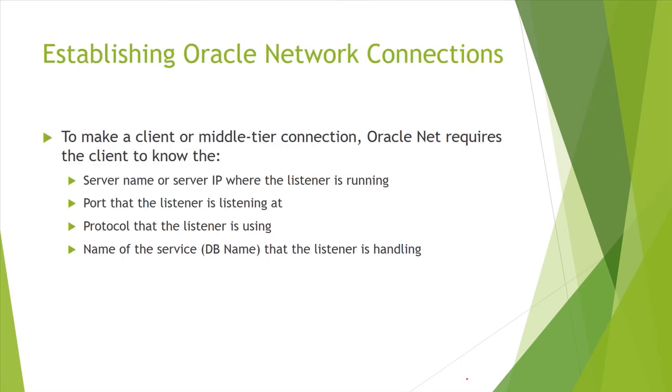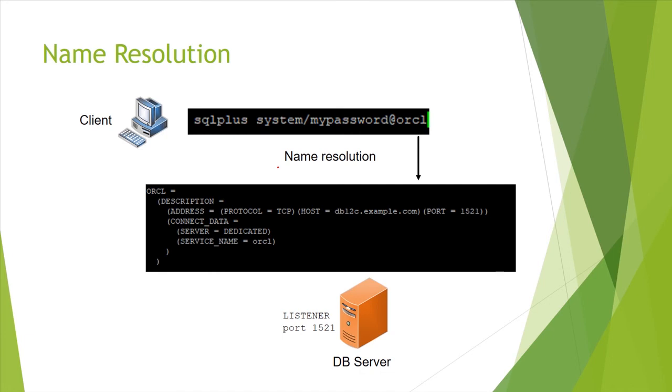In order to establish a connection from the client or from middle tier to the database server, the client must know the server name or server IP where the listener is listening, the port that the listener is listening at, the protocol the listener is using, and the name of the service or the database name that the listener is handling. If you have all this information, you can connect from the client or from middle tier to the database by using either an application that uses Oracle Net Services or an application that simulates the Oracle Net Services, like Java connectivity. In order to connect to the database, the client or the middle tier initiates a connection request to the database server by sending a connect string.